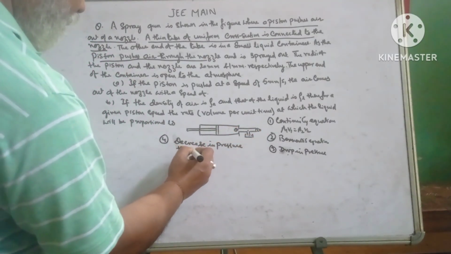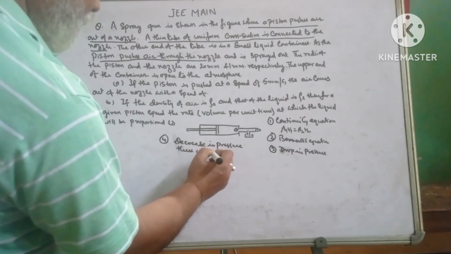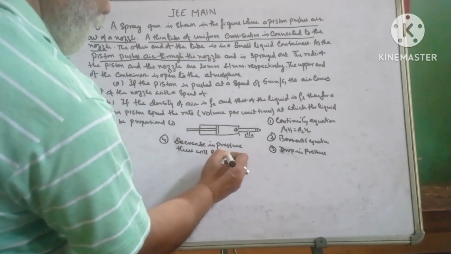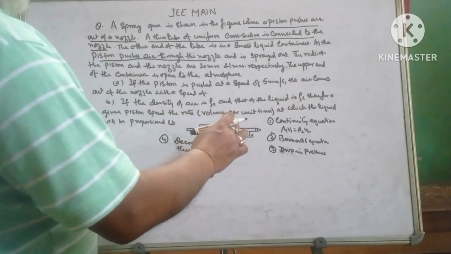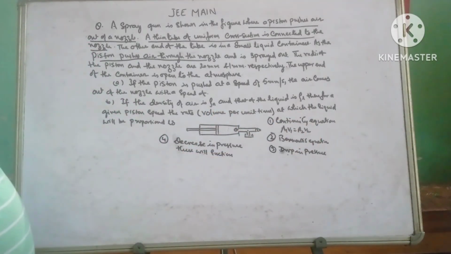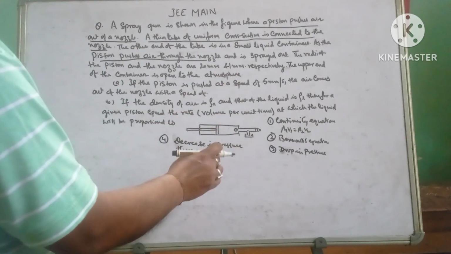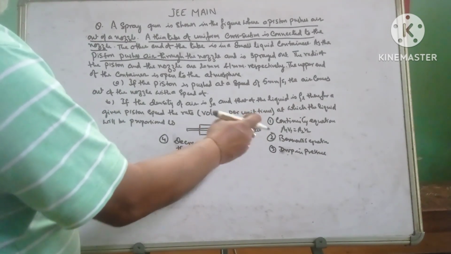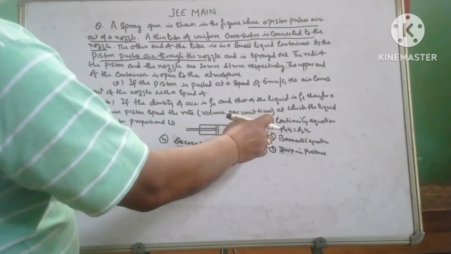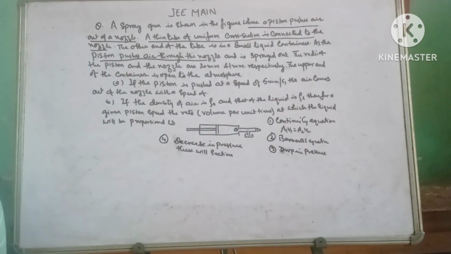There will be suction, and the liquid will be lifted up, and this liquid will move out of the nozzle. That means due to this drop in pressure, there is kinetic energy, and because of this kinetic energy, the liquid is sprayed out.